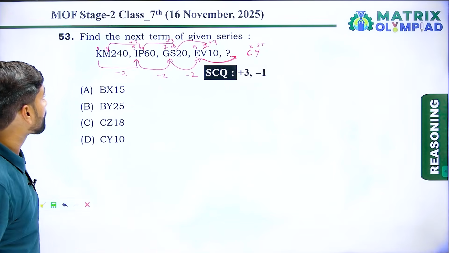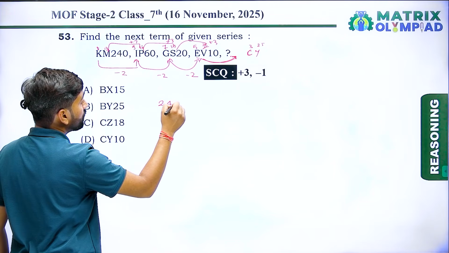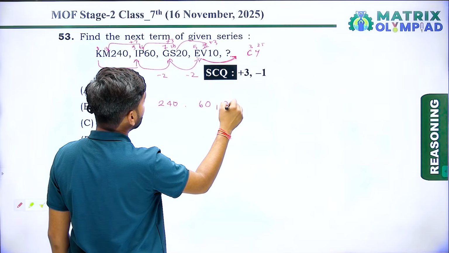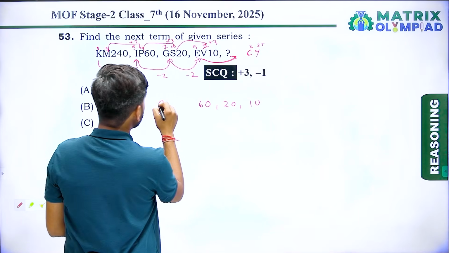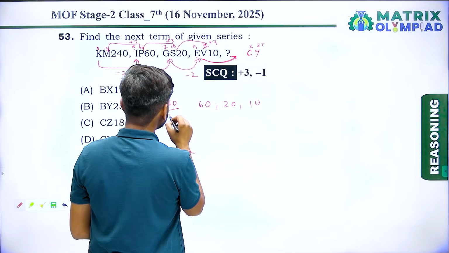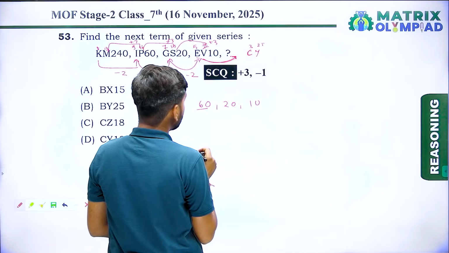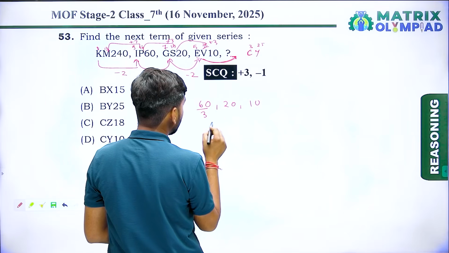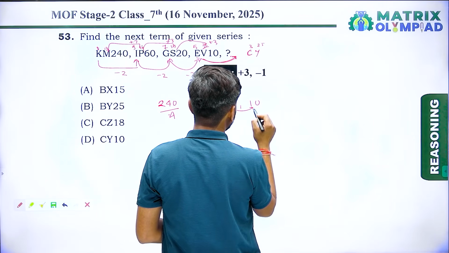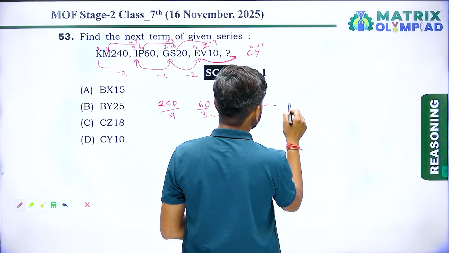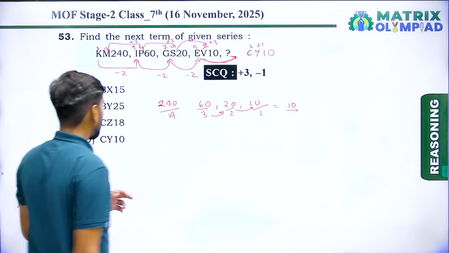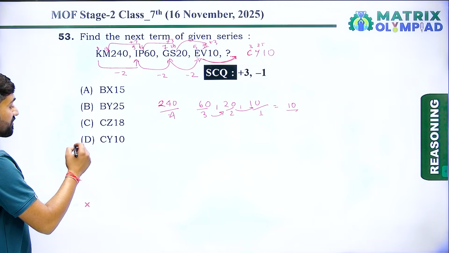And in numbers, we have a pattern: 240, then next we have 60, then 20, then 10. If we divide 240 by 4, we get 60. Then if we divide 60 by 3, we get 20, and if we divide 20 by 2, we get 10, and if we divide 10 by 1, we get 10. So our right answer is CY10. Option number D is the right answer of this question.